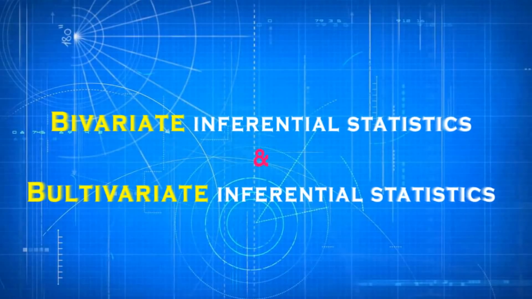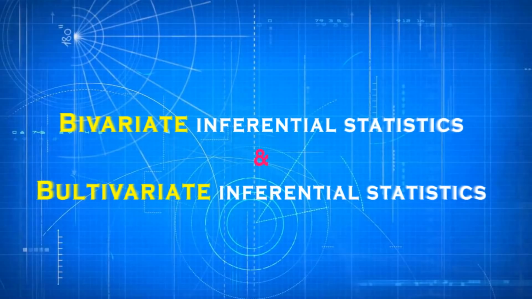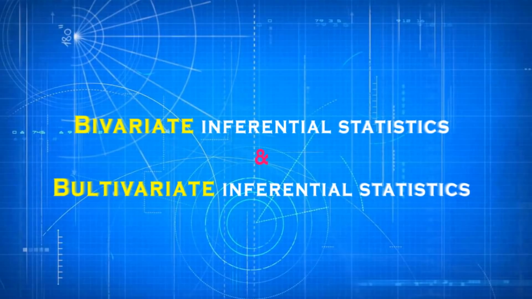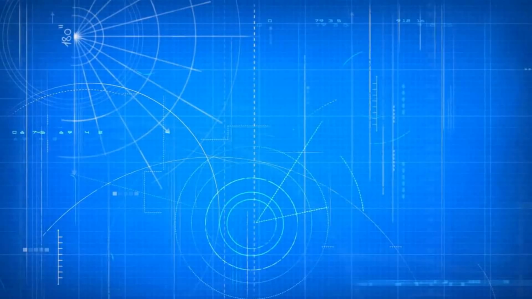The inferential statistics may again be divided into two stages. The first one is bivariate inferential statistics and then the multivariate inferential statistics. The descriptive statistics helps a researcher to understand the distribution of variables in a particular population.